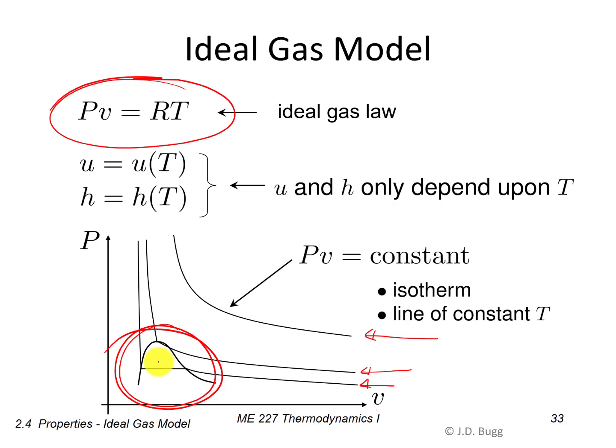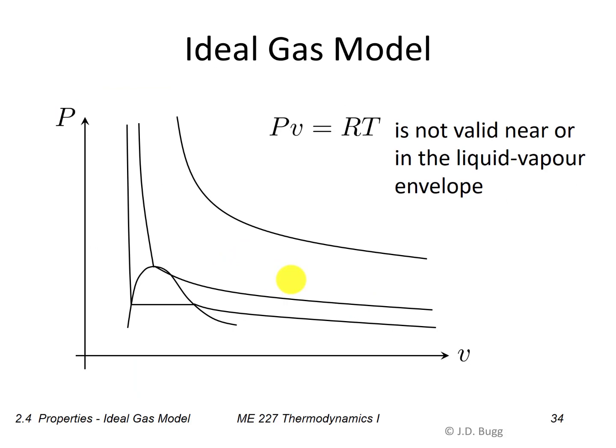If we're in or near this liquid vapor region, we cannot treat these as ideal gases, whereas if we're out here in this region, we can, because the lines of constant temperature take on that shape. So here's just the same thing again, shown a little bit larger.